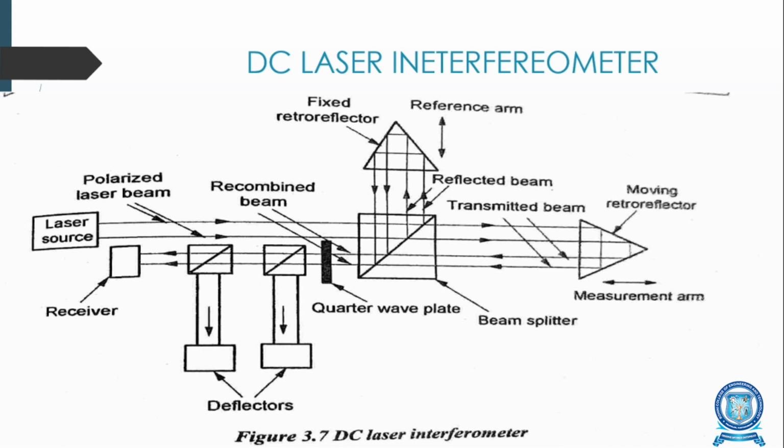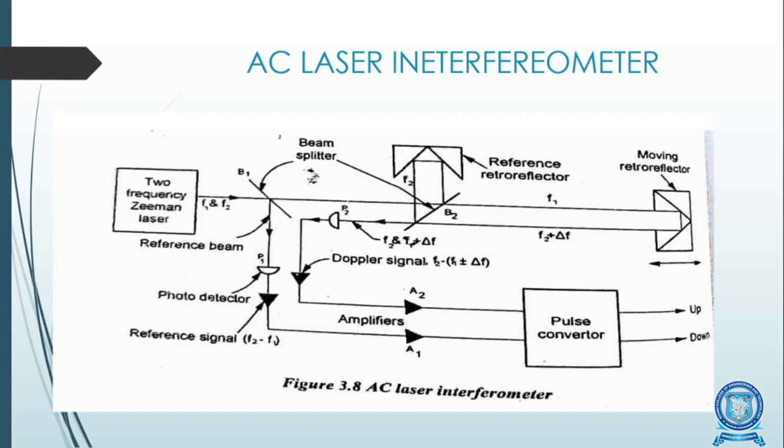For linear measurements, the retroreflector is attached to the body moving along the linear axis. For angular measurement, an angular beam splitter is placed in the path between the laser head and the angular reflector. It is possible to measure flatness, straightness, and rotary axis calibration. So this is the working of the DC laser interferometer.